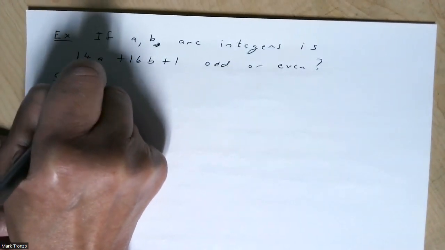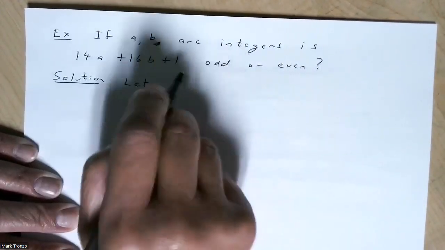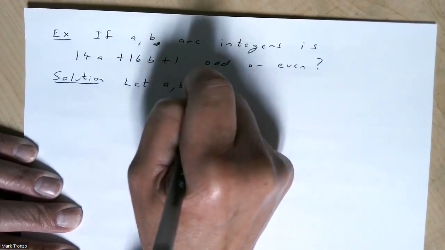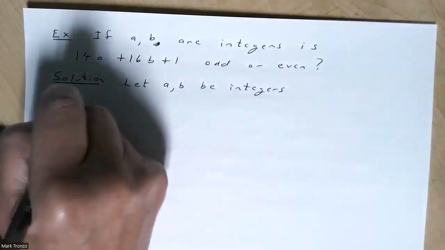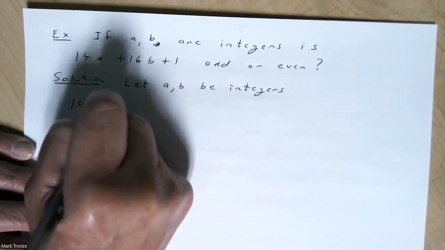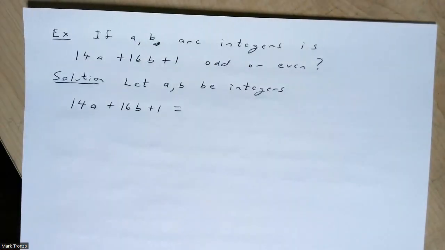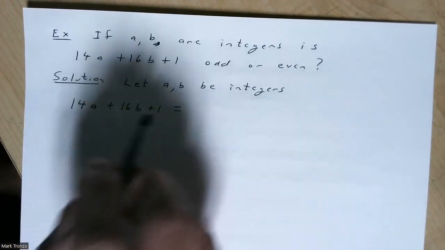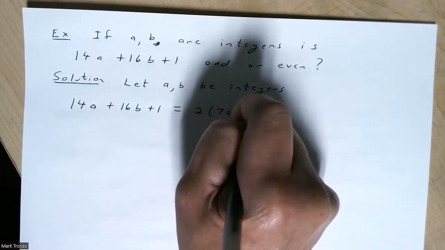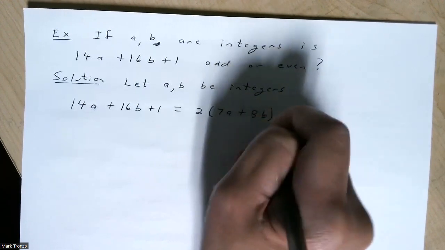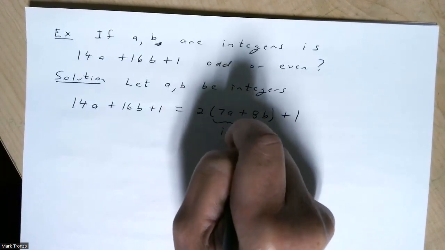And solution. Once again, I'm going to start with a let. Again, this is not formal. Let a, b be integers. And then we have 14a plus 16b plus 1. Let's see. Once again, we can factor out a 2 out of here, can't we? This is going to be 2 times 7a plus 8b, plus 1. And this looks like an integer here.